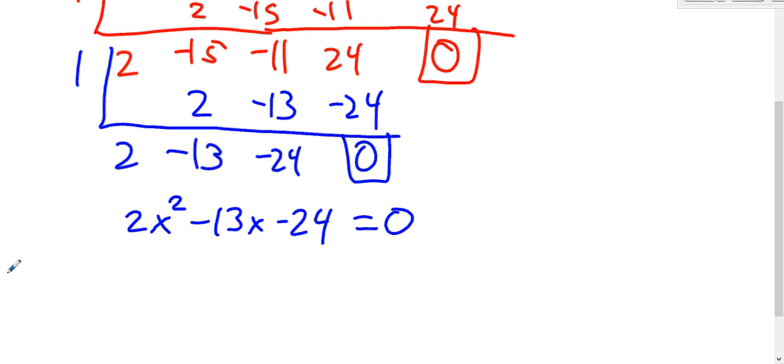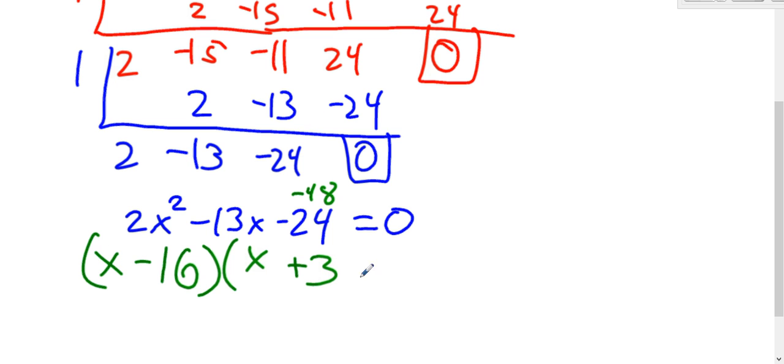So to factor this, 2 times 24 is negative 48. We need to come up with 2 numbers that multiply to be negative 48 and add to be negative 13 to factor this. 16 times 3 is 48, and negative 16 plus 3 is negative 13. If you couldn't come up with those, just do quadratic formula. That would work out.